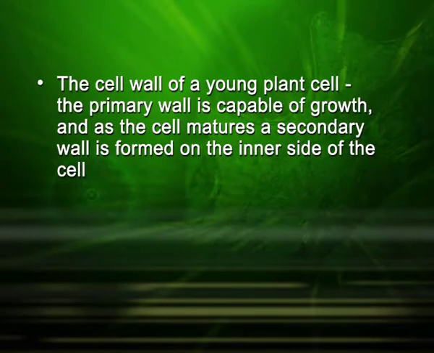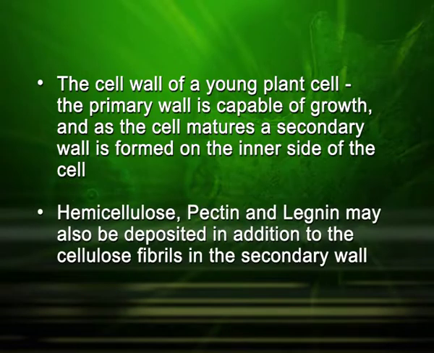The cell wall of a young plant cell is the primary wall. This is capable of growth, and as the cell matures, a secondary wall is formed on the inner side of the cell. Hemicellulose, pectin and lignin may also be deposited in addition to the cellulose fibrils in the secondary wall.